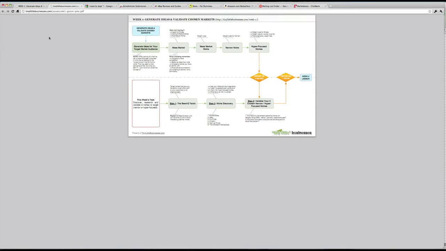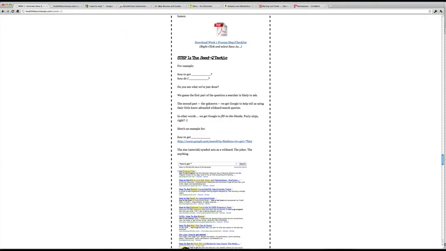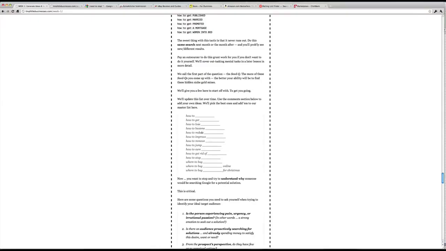And the first one we want to do is what we call the seed question in Google. And I've already typed in here one that I was playing with before: I need to stop, etc. What we want to do, you can use some of the ones that we've provided for you here as a way to get started: how to get, how to lose, how to become, etc. And you just type them in.